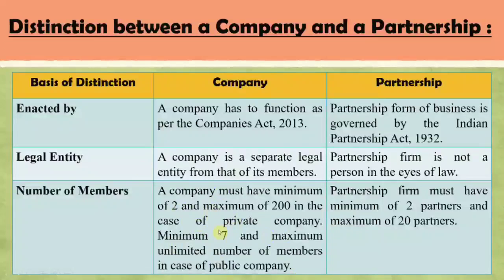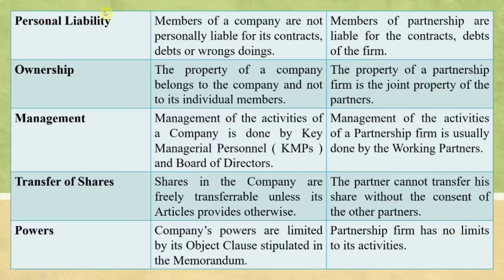So here are the numbers which are required to form a company. But in the partnership case, it has been said that a partnership firm must have a minimum of 2 partners and a maximum of 20 partners. So this is the number of members. Now the next point of distinction is personal liability.